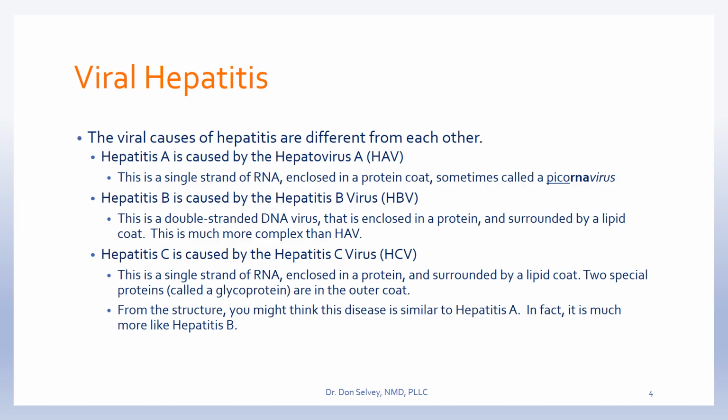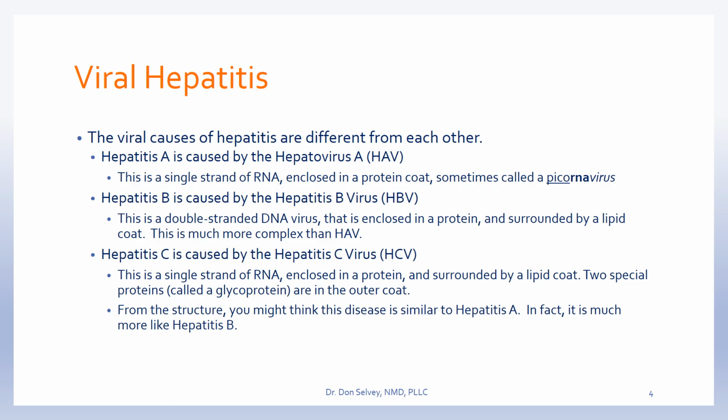So let's talk about viral hepatitis. We're going to talk about the big 3, hepatitis A, hepatitis B, hepatitis C, and identify that while they have some things in common, they are very distinctly different from each other. Hepatitis A is caused by the hepatitis A virus, also known as a hepatovirus. It is a single strand of RNA enclosed in a protein coat, and this is in a class of viruses known as picornaviruses. Pico, P-I-C-O, is the prefix meaning small, RNA virus. So that's how it got its name, a picornavirus.